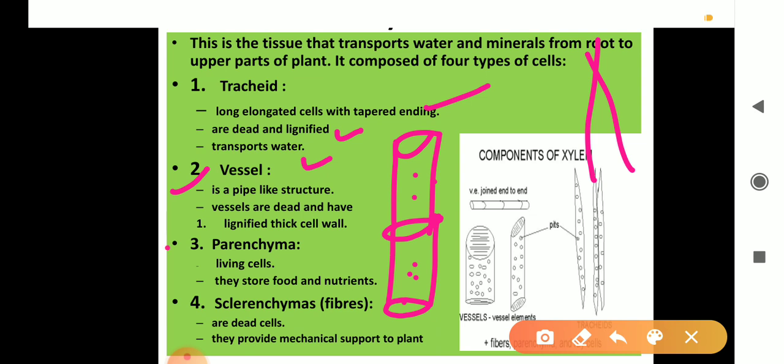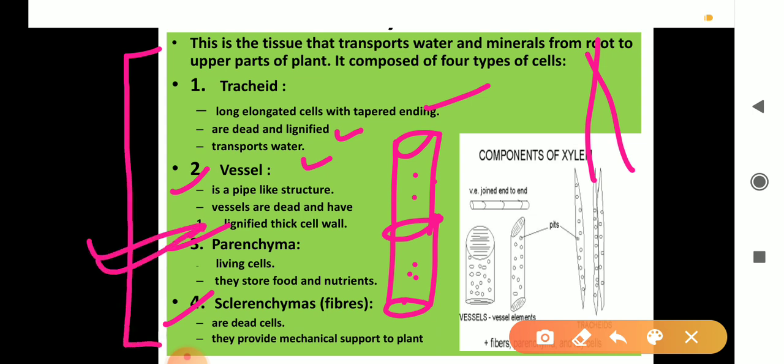Next, parenchyma is living and stores food, and sclerenchyma is also dead and gives mechanical strength. Then in all these four, only one, that is the parenchyma, is living; all the others are dead.